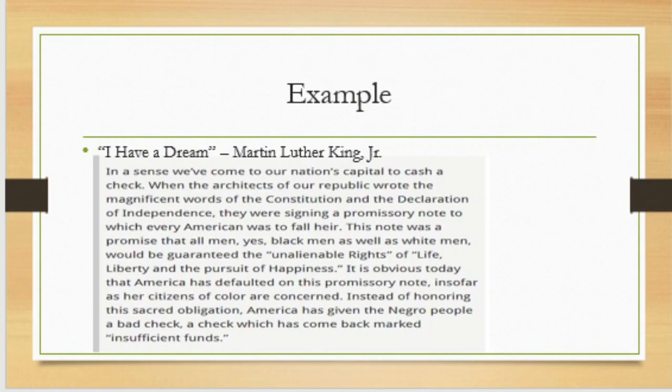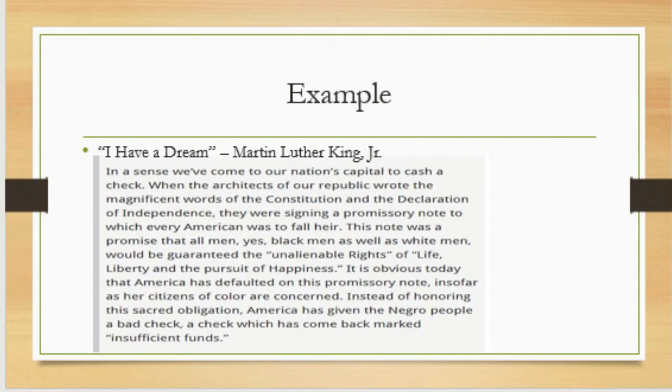In a sense, we've come to our nation's capital to cash a check. When the architects of our republic wrote the magnificent words of the Constitution and the Declaration of Independence, they were signing a promissory note to which every American was to fall heir. This note was a promise that all men, yes, black men as well as white men, would be guaranteed the unalienable rights of life, liberty, and the pursuit of happiness. It is obvious today that America has defaulted on this promissory note. Insofar as her citizens of color are concerned, instead of honoring this sacred obligation, America has given the Negro people a bad check, a check which has come back marked insufficient funds.